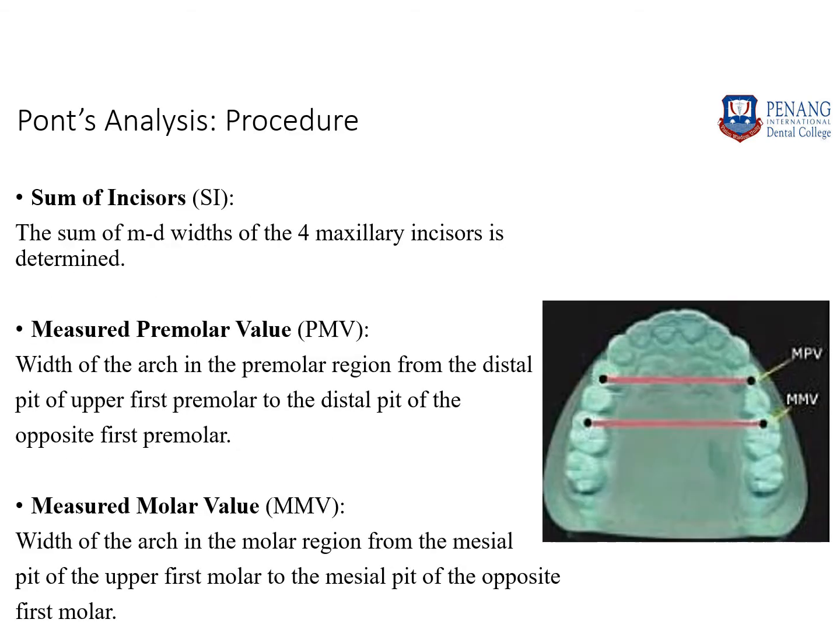So how do you perform a Pont's analysis? You will find three measures. The first one is called the sum of incisors, wherein you determine the sum of the mesiodistal widths of the four maxillary incisors. The second is the measured premolar value, the width of the arch in the premolar region from the distal pit of the upper first premolar to the distal pit of the opposite first premolar. The third is the measured molar value, the width of the arch in the molar region from the mesial pit of the upper first molar to the mesial pit of the opposite first molar.